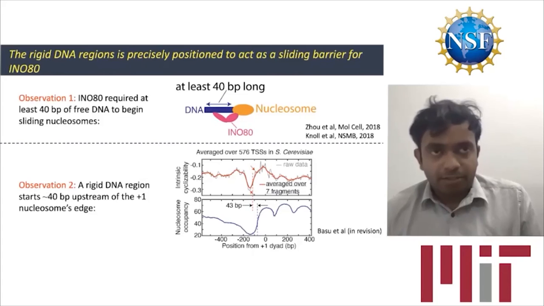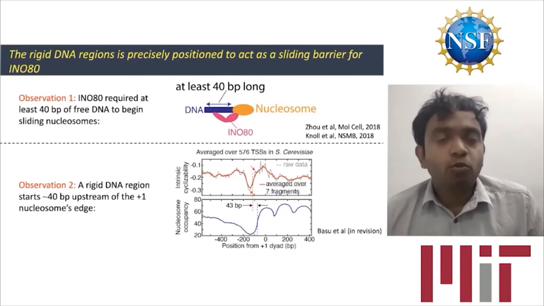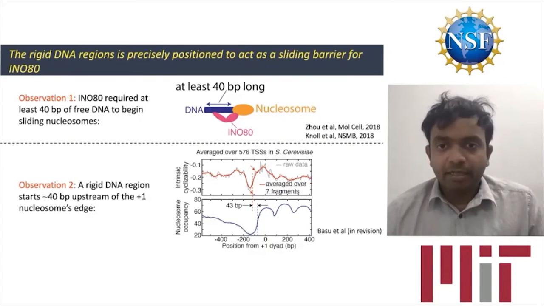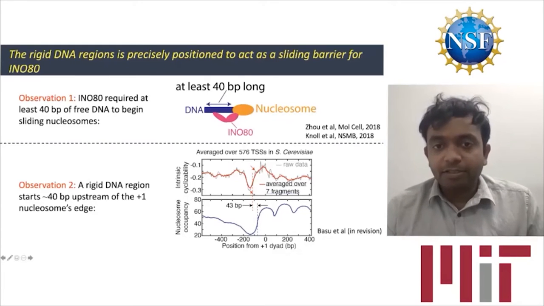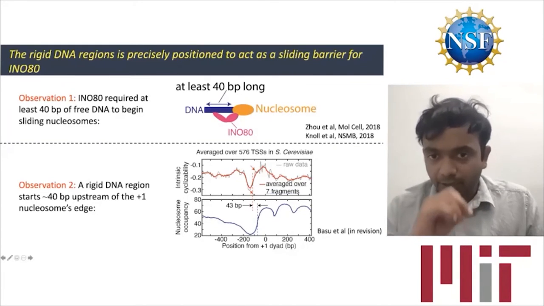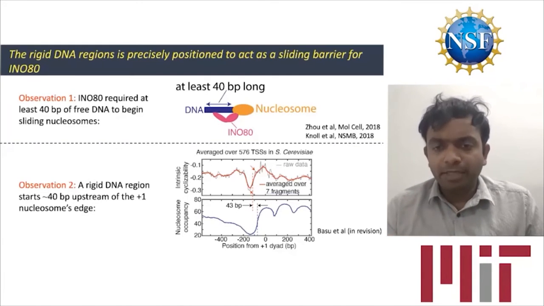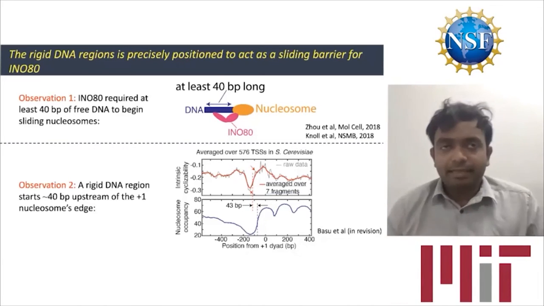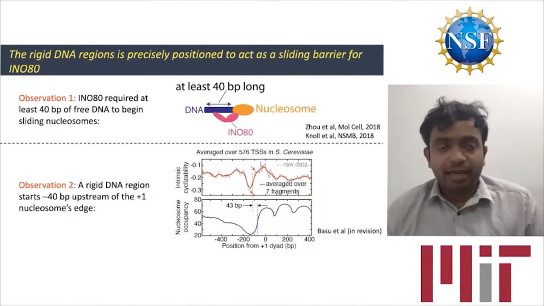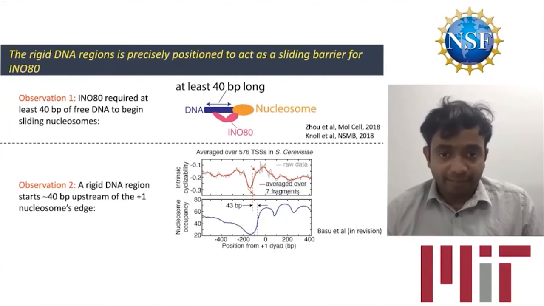To answer that question, I want to point out two observations about INO80. The first is that before INO80 can slide a nucleosome like this into a free DNA linker region, the length of this linker region must at least be 40 base pairs long. And presumably the reason for that is that INO80 has an ARP module that reaches out and grabs DNA that lies 40 base pairs ahead of the edge of the nucleosome that it is sliding.